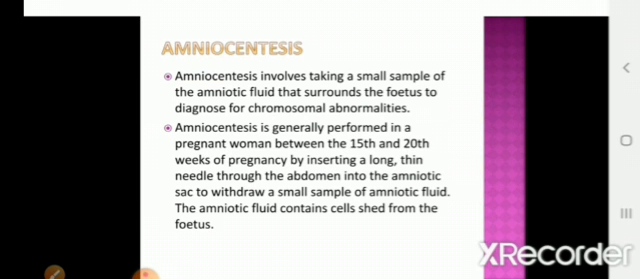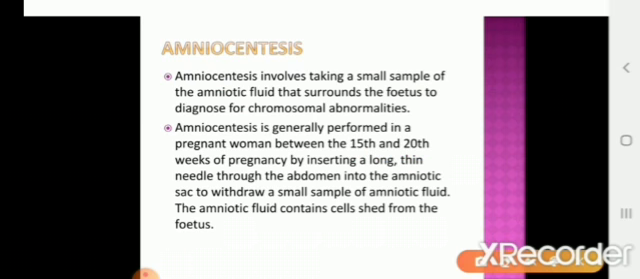The doctor will inject a needle, and he or she will draw out a small amount of amniotic fluid, and it will be tested for chromosomal abnormalities. So, who can go for this? Amniocentesis will be performed between the 15th to 20th week of pregnancy.